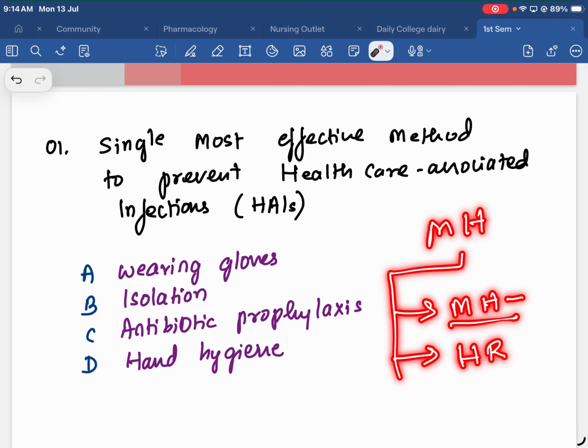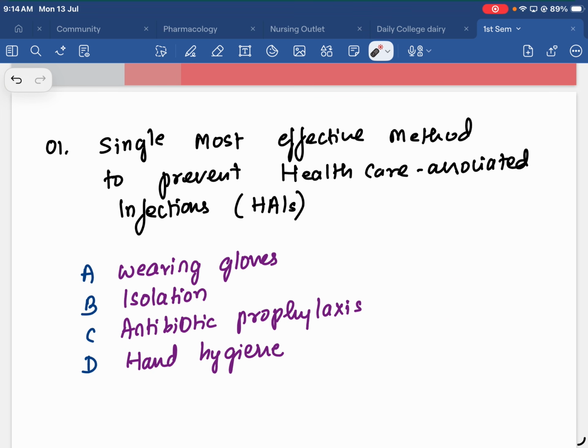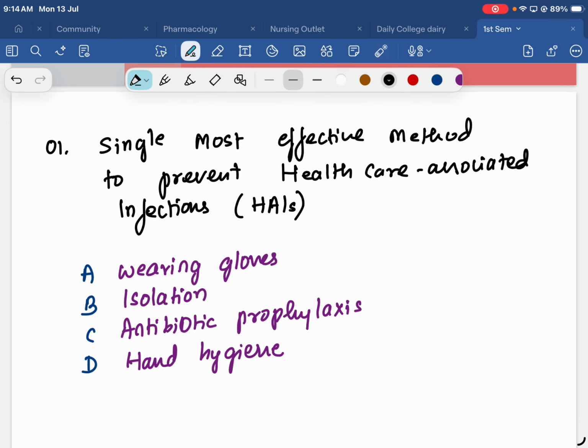We know that medical hand washing takes 40 to 60 seconds, and the hand rub needs only about 20 seconds. We need to perform the hand rub for at least 20 seconds with 70% isopropyl alcohol, right? So which is the right answer then? The right answer is hand hygiene, right?